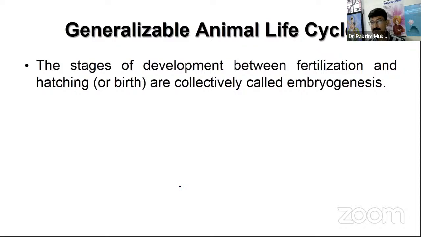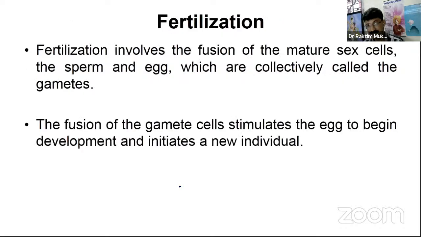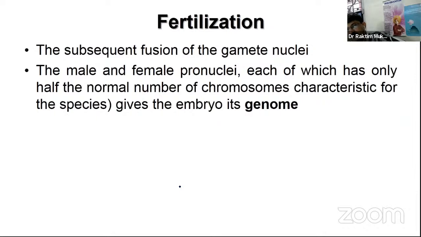The stages of development between fertilization and hatching are collectively called embryogenesis, whereas the fusion of gamete cells that stimulates the egg to begin development and initiates the new individual is what you call egg activation. Then comes the subsequent fusion of gamete nuclei, the male and female pronuclei, each of which has only half the number of chromosomes characteristic for the species, and this gives the embryo its own genome.